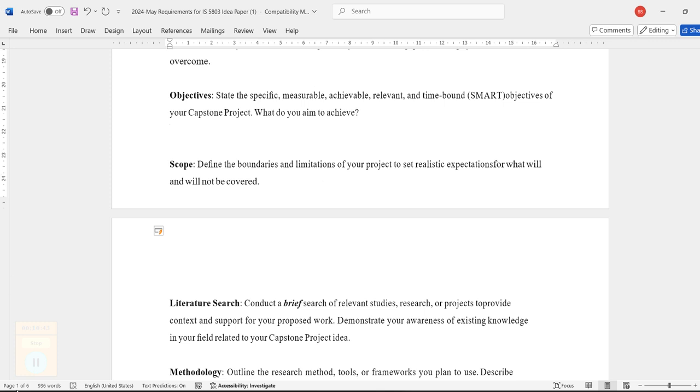Define the boundaries and limitations of your project. Set expectations for what will and what will not be covered. So the scope of the project discusses your information system scope. Say, for example, you are creating an appointment system for a clinic.